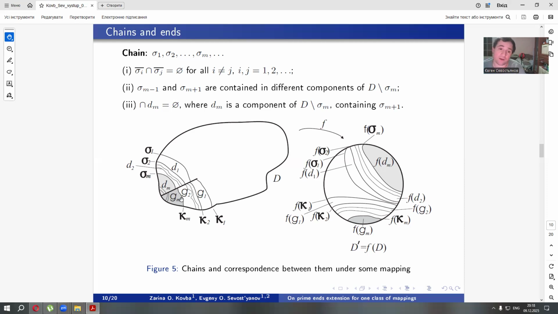Similarly, for the chain Km, this is kappa M. Maybe say Km or kappa M without any difference. This is the chain sigma L or sigma M. It maps under the mapping F onto another sequence of cuts in the image. The image in this case is a ball or a disk in the plane.